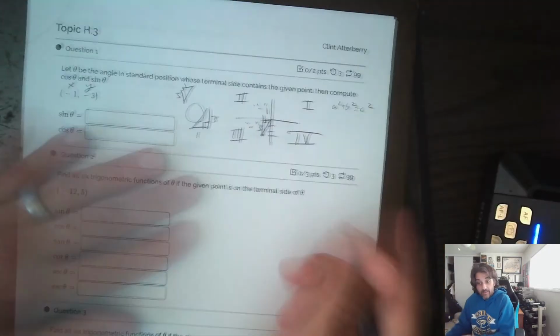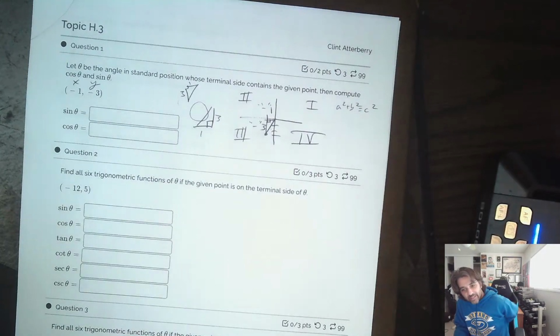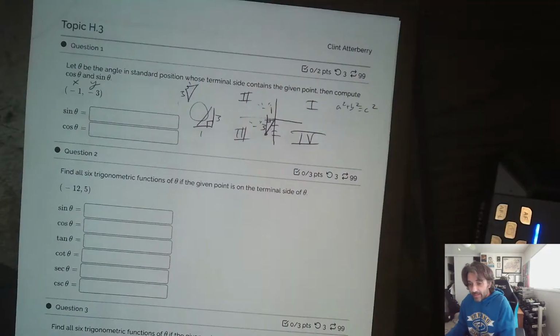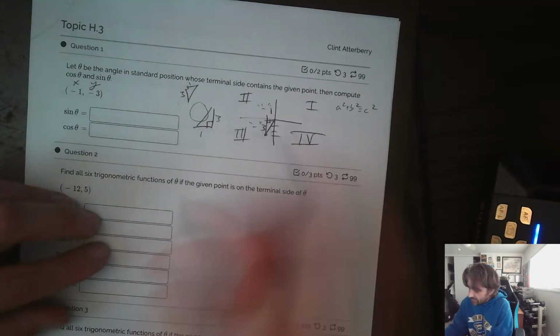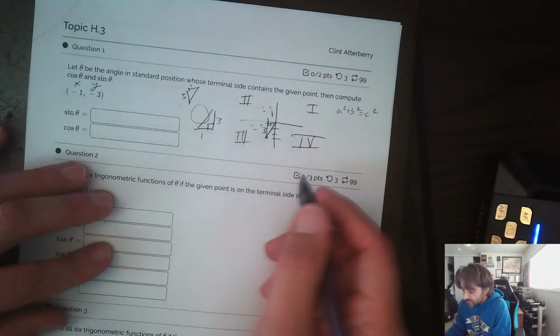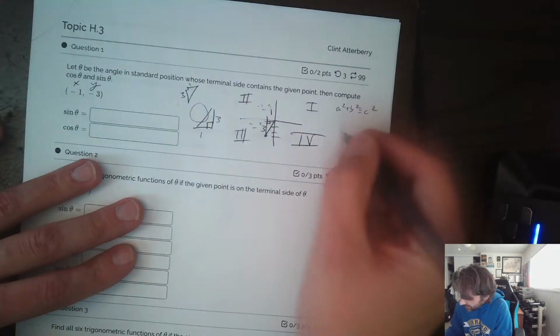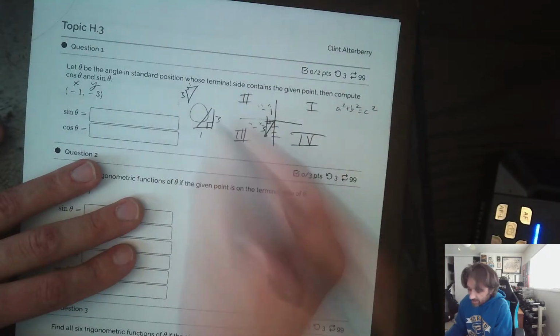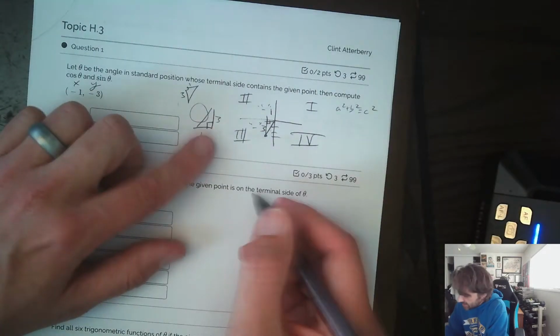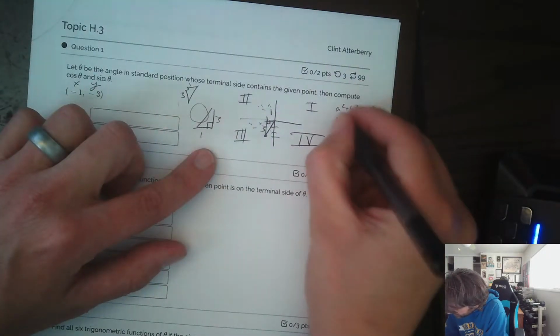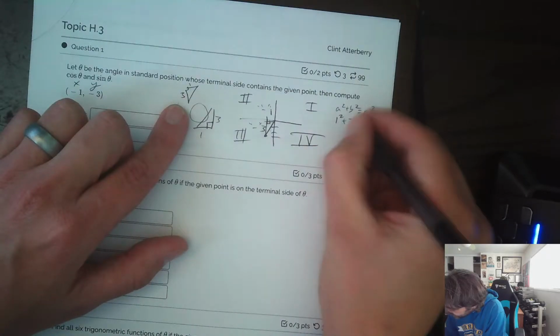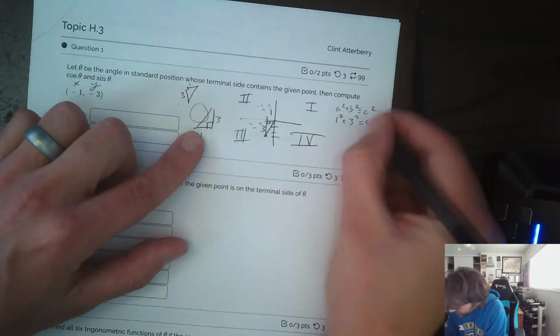There are those calculators I posted before. I talked to you guys about the Pythagorean calculators. Feel free to use that if you're not comfortable with a squared plus b squared equals c squared. I'm going to go ahead and do mine. Once again, I'm just going to use the positives for right now. I'm just going to say 1 squared plus 3 squared. That's going to equal c squared. I don't know what that is.